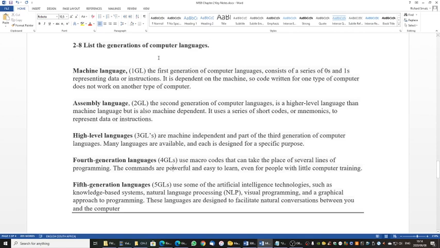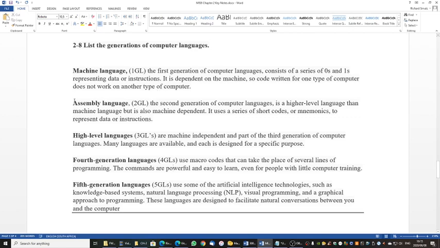I've already mentioned that computers work in zeros and ones. Machine language, the first generation of computer languages, going right back to the 1950s, the 1940s even, consists of a series of zeros and ones that represent data or instructions to the CPU and the computer. It is dependent on the machine, and it will only run on one computer, and it is known as a first generation language, known as machine language, and it is to this day the basic language that your computer will operate on.